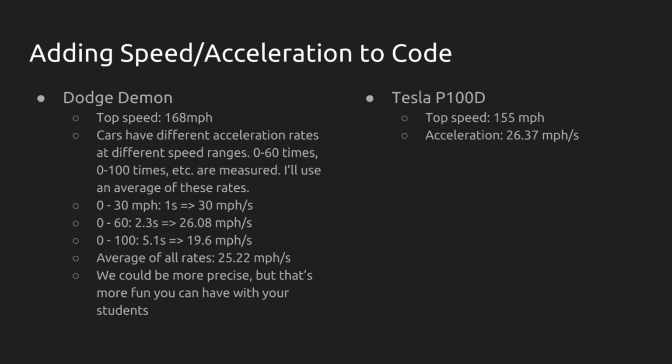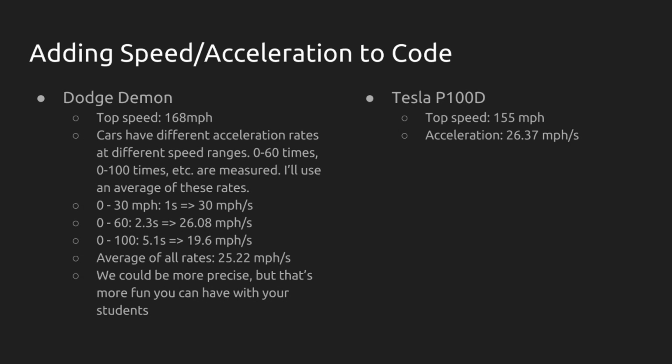Now, as it happens, cars have different acceleration rates at different speed ranges, and they're usually measured as like 0 to 30, 0 to 60, 0 to 100. So we're going to take an average of those just so that we have a single number that we can work with. If we were being more precise, then we could change the rate that we use based on the speed that the car was currently traveling, but that's more fun that you could have with your students.